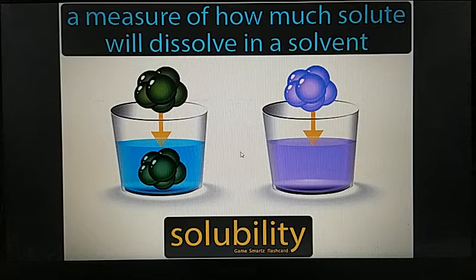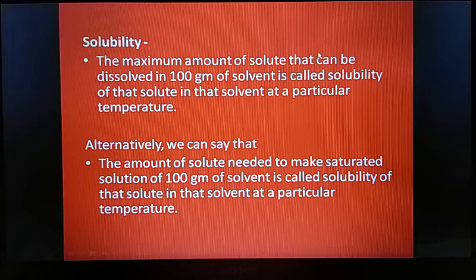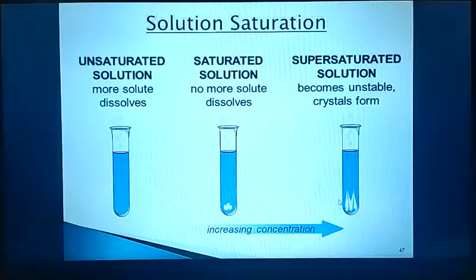Now let's see what is solubility. Basically, a measure of how much solute will dissolve in a solvent is called solubility. The maximum amount of solute that can be dissolved in 100 gram of solvent is called the solubility of that solute in that solvent at a particular temperature. Or we can say that the amount of solute needed to make a saturated solution of 100 gram of solvent is called the solubility of that solute in that solvent at a particular temperature.